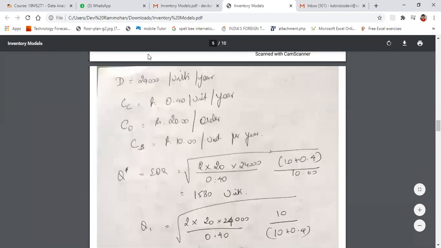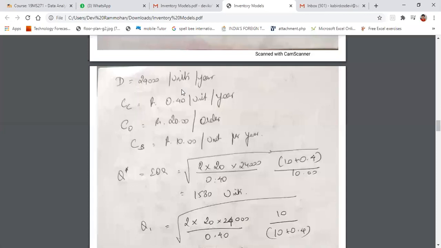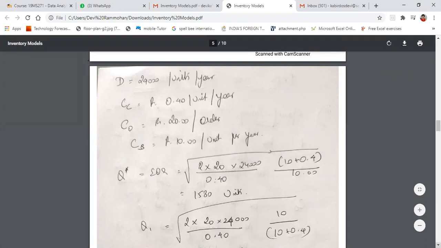So here I have taken from the sum. This is the annual requirement. D is the annual demand. So annual demand is 24,000 units per year. And you have a carrying cost, which is 0.40 per unit per year, and ordering cost is 20 rupees per order. And you have a shortage cost of 10 rupees per unit per year.